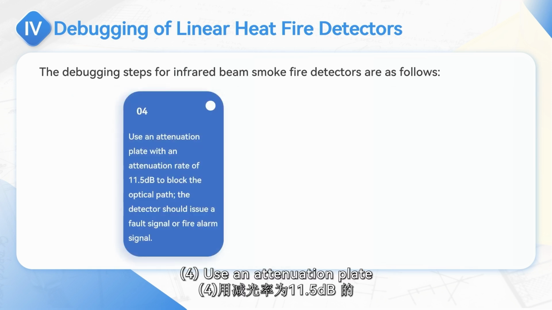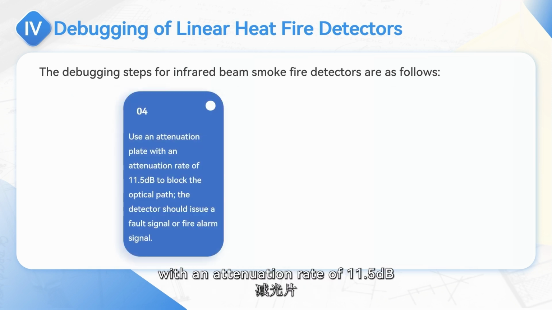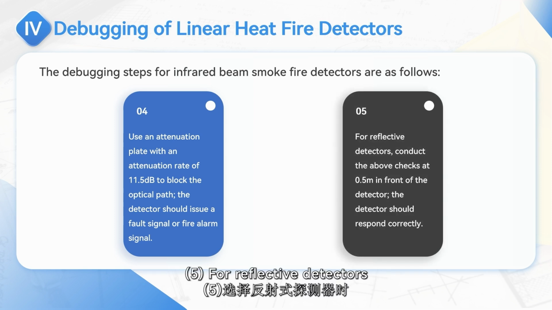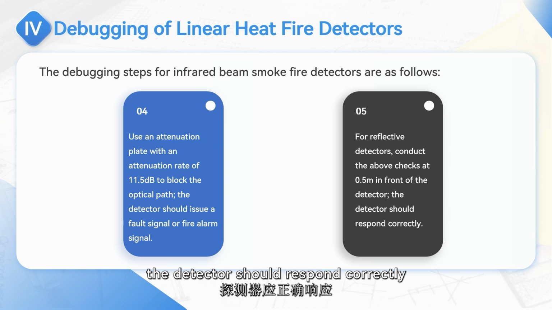4. Use an attenuation plate with an attenuation rate of 11.5 decibels to block the optical path. The detector should issue a fault signal or fire alarm signal. 5. For reflective detectors, conduct the above checks at 0.5 meters in front of the detector. The detector should respond correctly.